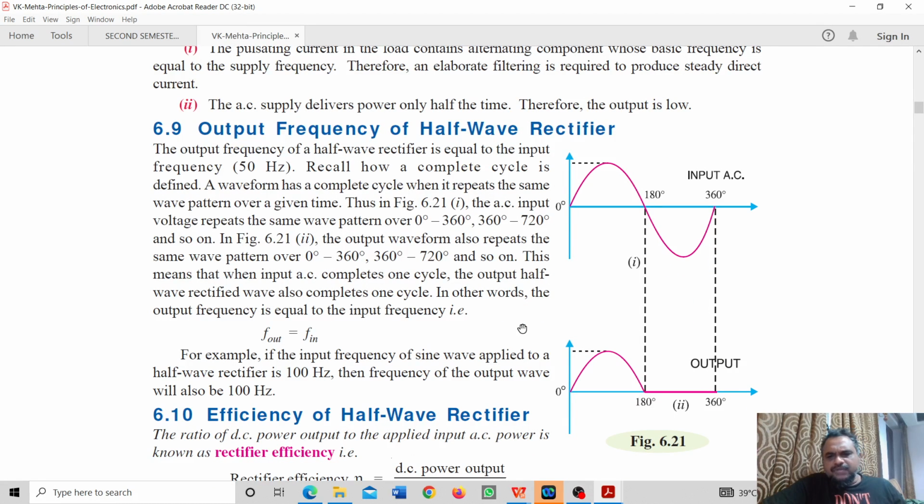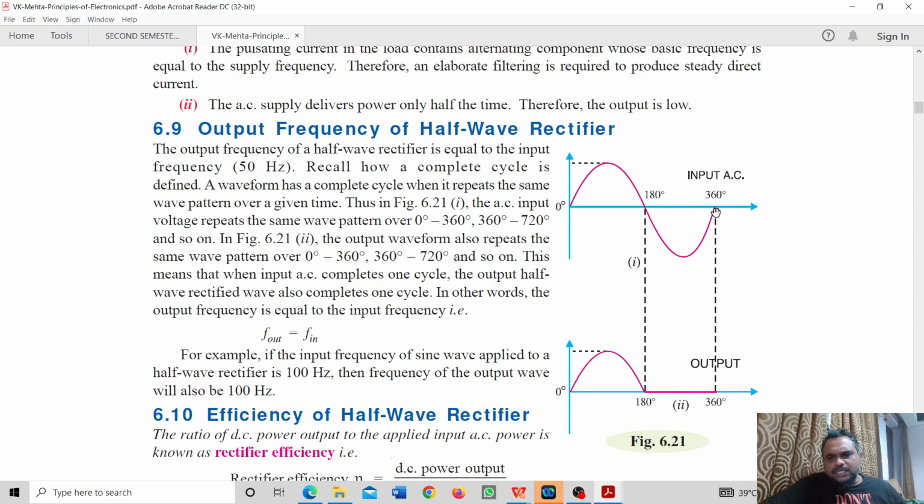There will be no change in frequency, because whatever frequency the input is giving, the same frequency the output will be. As I know, in input AC current there are two half cycles, one positive and one negative. In the output also, there is only one half cycle during the positive half cycle, but there is no current in the negative half cycle.